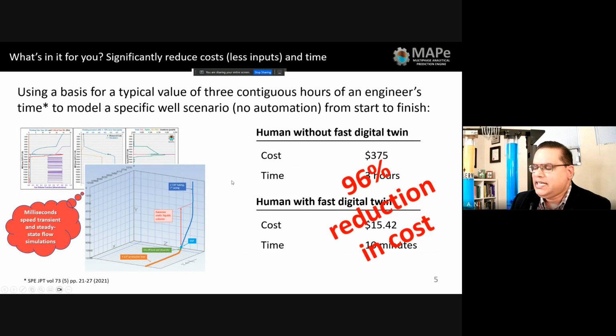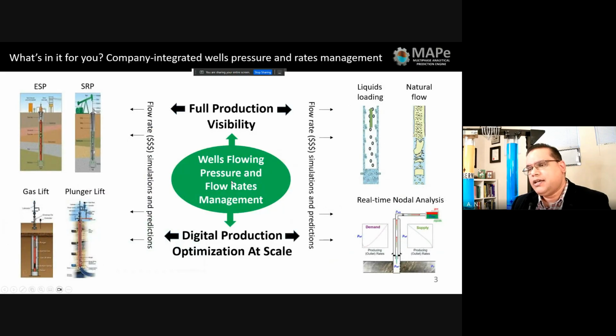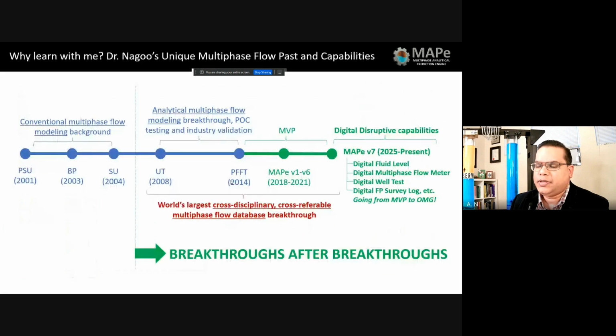So you're talking about at least, at a minimum, a 96% reduction in cost, and that's important, right? At the biggest level, of course, you are talking about digital product production optimization at scale, and that's where we have always wanted to go as an industry and as a company. And you now have that capability to simulate all different aspects of artificial lift, digital fluid levels included, and that brings a whole different opportunity for your wells' flowing pressure and rates flow management system.